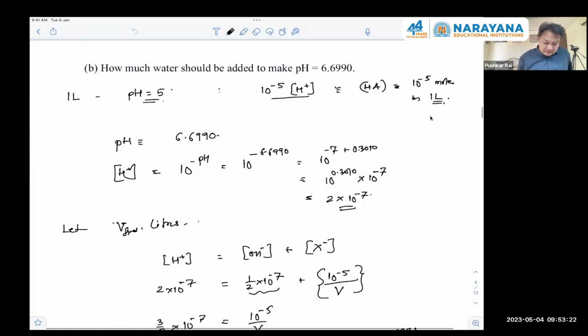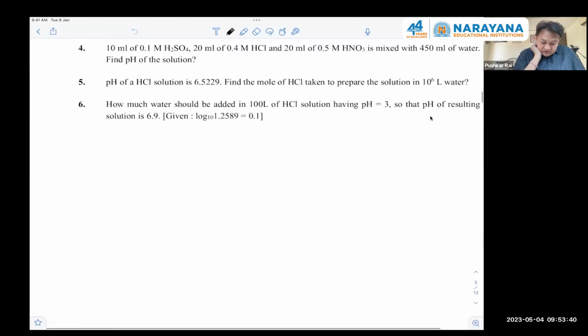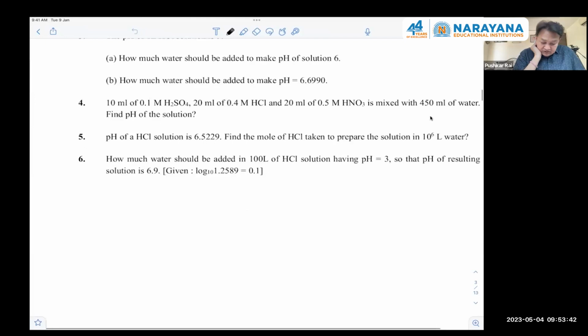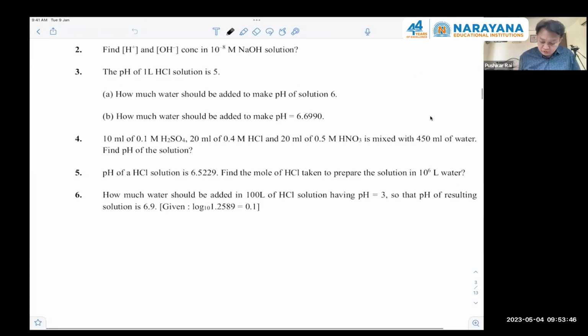A similar question is this. How much water should be added to 100 liter HCl solution having pH equal to 3 so that the pH of the resulting solution is 6.9? So I will share this file. You can try some other questions like this. Let us try one more question here.